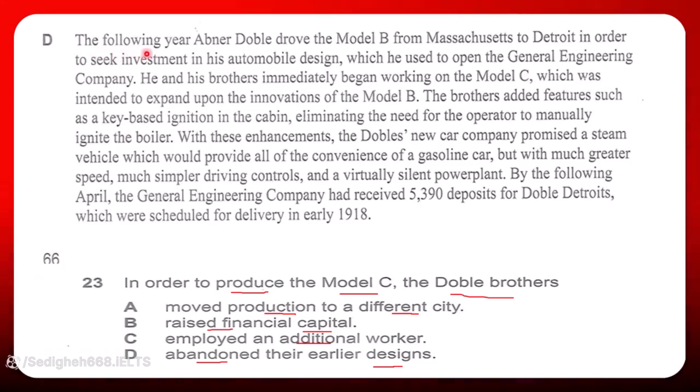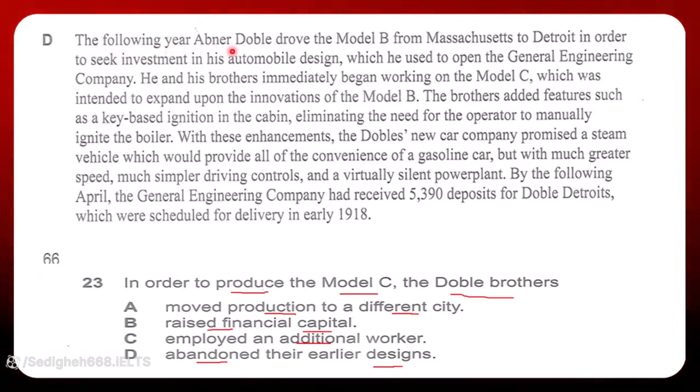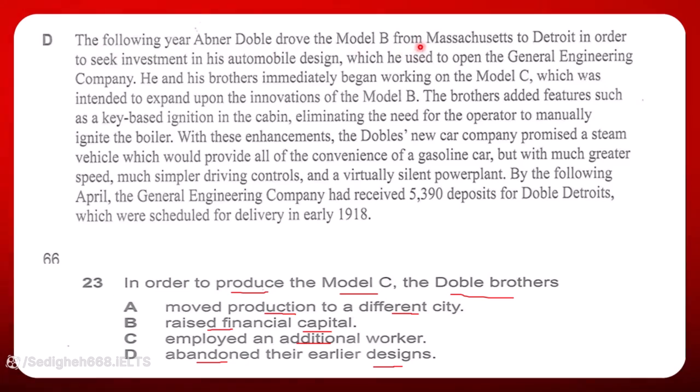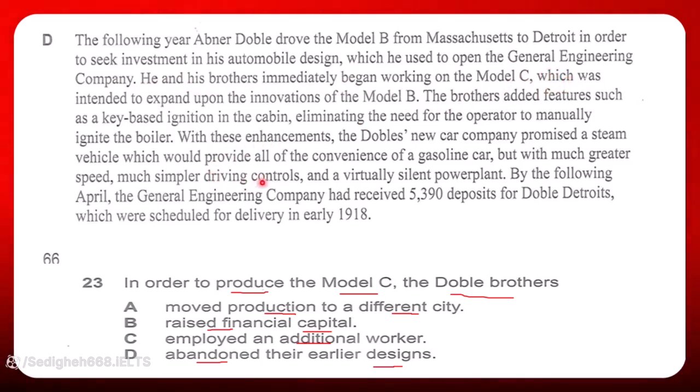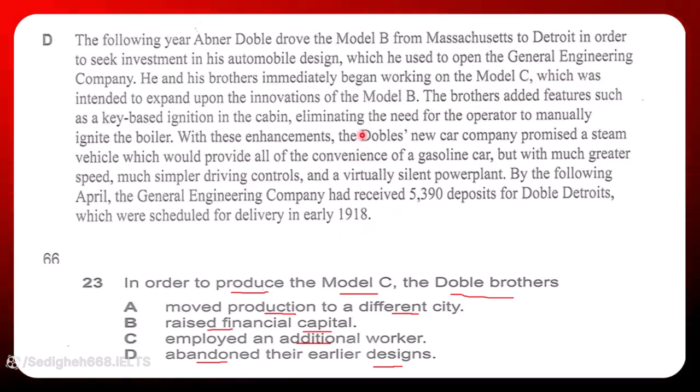It says the following years, after Double drove the Model B from Massachusetts to Detroit in order to seek investment in his automobile design, which he used to open the General Engineering Company. He and his brothers immediately began working on Model C. So from here until this part, it is just about the description of the Model C.